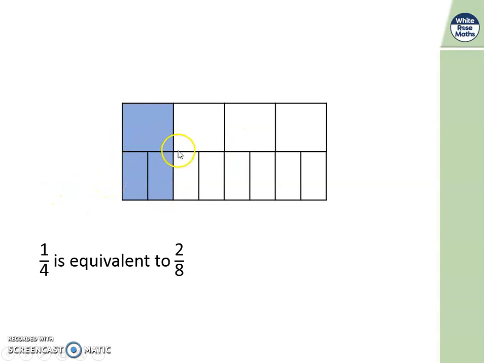It takes up the same amount of space within the bar. The bars are the same length, they've just been split into different amount of pieces, and 2/8 is the same as or equivalent to 1/4. Or 2/8 is equivalent to 1/4, 1/4 is equivalent to 2/8.